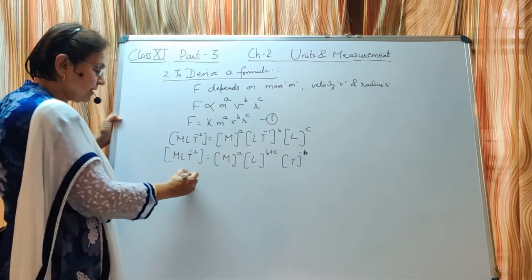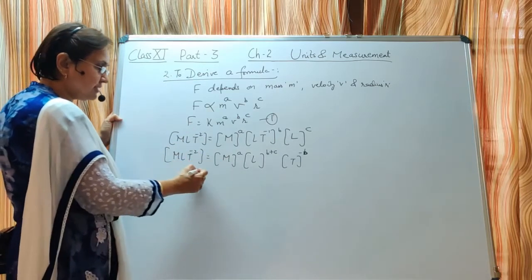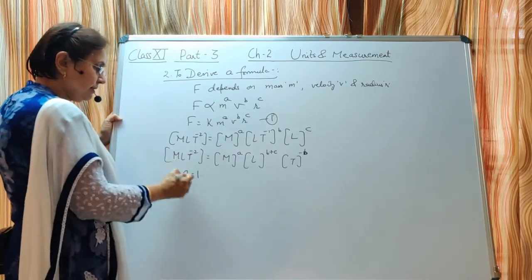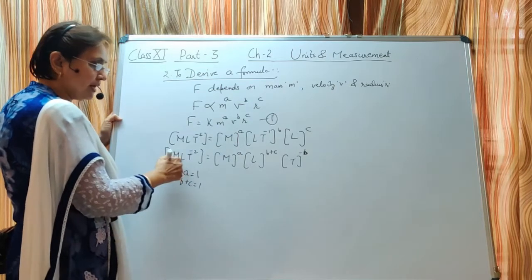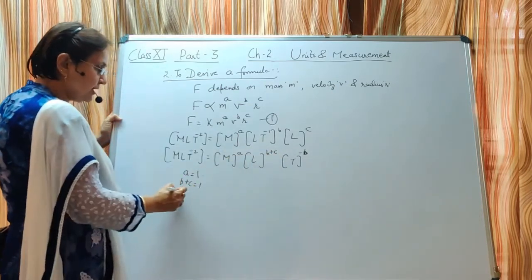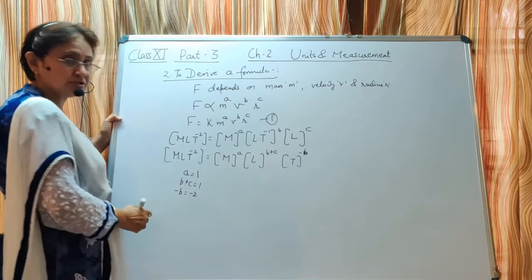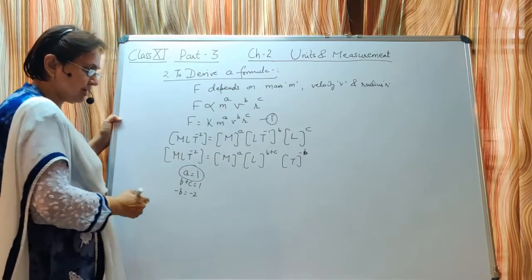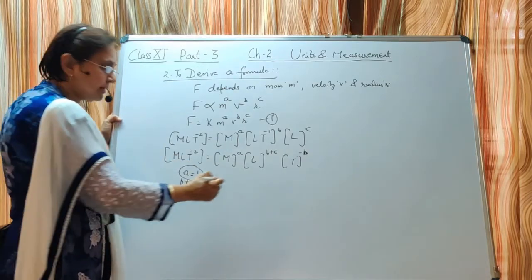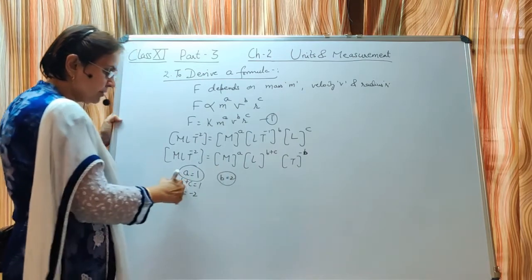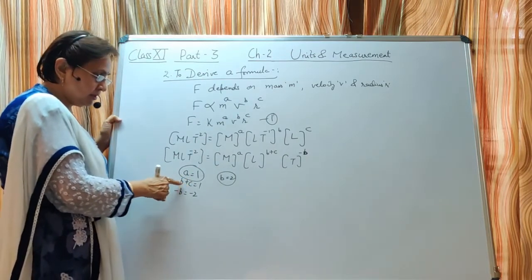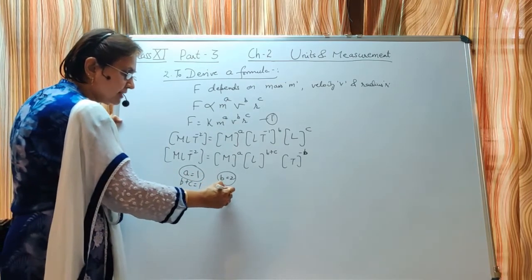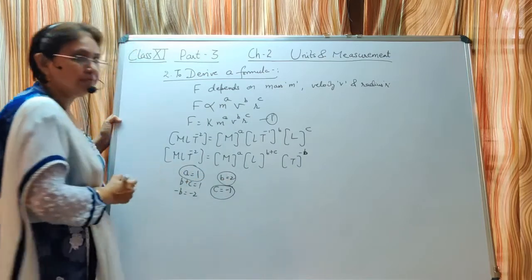Okay, now equating the powers of M on both the sides, A is equal to 1. Equating the power of L, B plus C is equal to 1. Equating the power of T, minus B is equal to minus 2. Okay, solving these 3 equations to get A, B and C. A here is given as 1. From here minus B is equal to minus 2, so B is equal to 2. Substitute B over here. So 2 plus C is equal to 1. So C is equal to 1 minus 2, that is C is equal to minus 1.